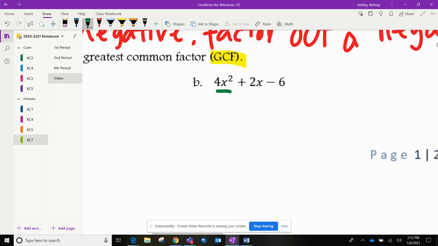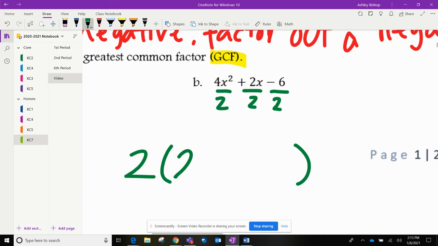But I hope you agree with me. I can divide each of these things by 2 and get a nice number. Remember, the number we divide by goes on the outside of parentheses, and the inside goes what we are left with after we divide. 4x squared divided by 2. Leave the x squared out of it and just do 4 divided by 2, which is 2. And then we have that x squared still.